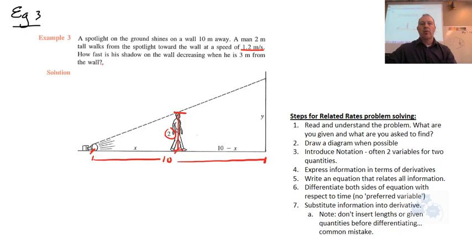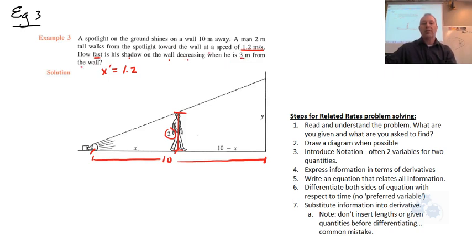So x prime, the derivative of x, the rate of change of this man's position as he walks, is 1.2. I'm going to drop the units for now until the end. And it's positive. So there's rate number 1. How fast is the shadow on the wall decreasing when he is 3 meters from the wall?